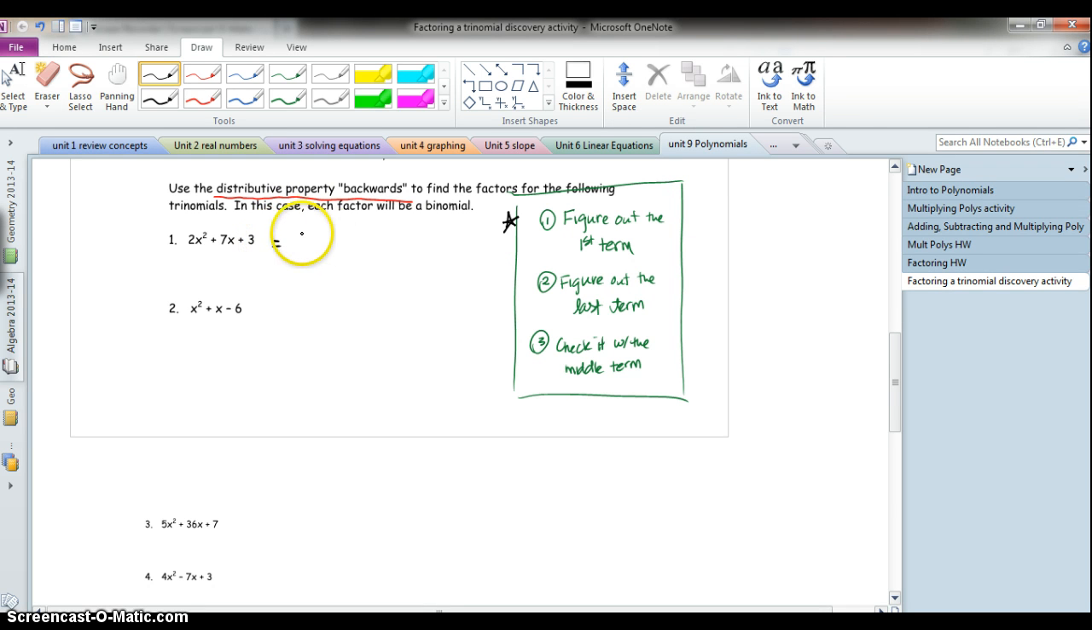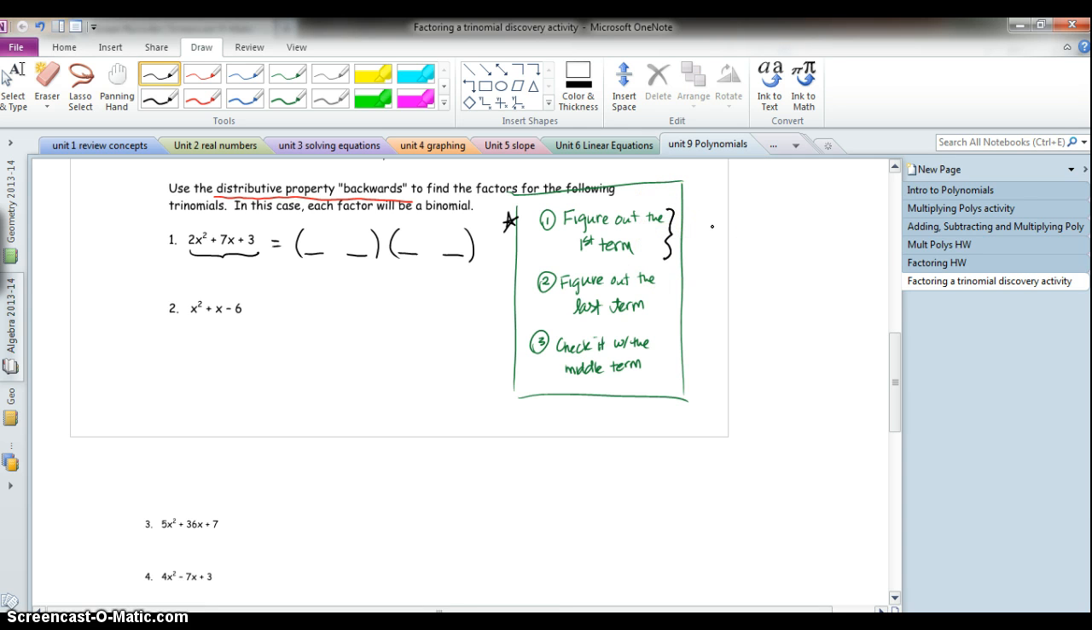So I know that my answer is going to be binomials. I've got to figure out what's going to go here, what's going to go here, what's going to go here, and what's going to go here, so that when I multiply all this stuff together, I end up with this trinomial as an answer.